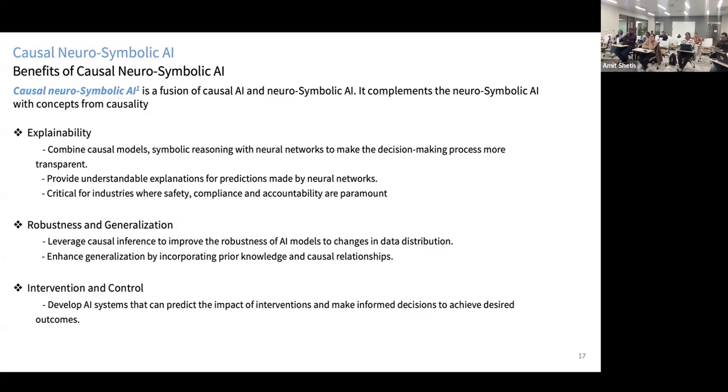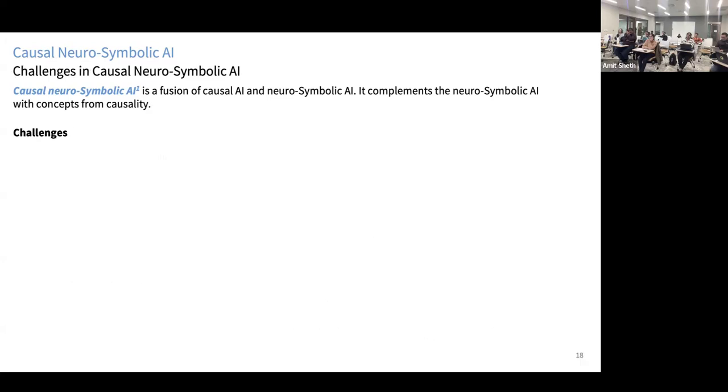We can do interventions. That's what we learn in the second rung of the ladder of causation, which allows us to develop an AI system that can predict the impact of interventions and make informed decisions. And integrating causal reasoning with neural networks can enable adaptation to a new environment.